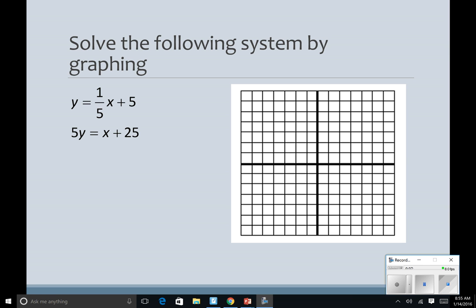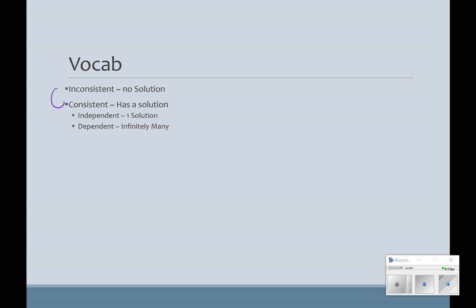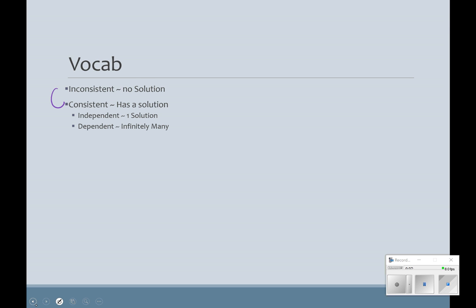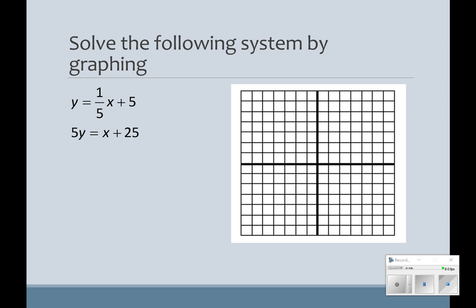All right. This example here, in equation 1, my slope is 1/5. My y-intercept is 5. So I'm going to go up to 5, plot a point, go up 1, over 5, down 1, left 5. So here is my line.